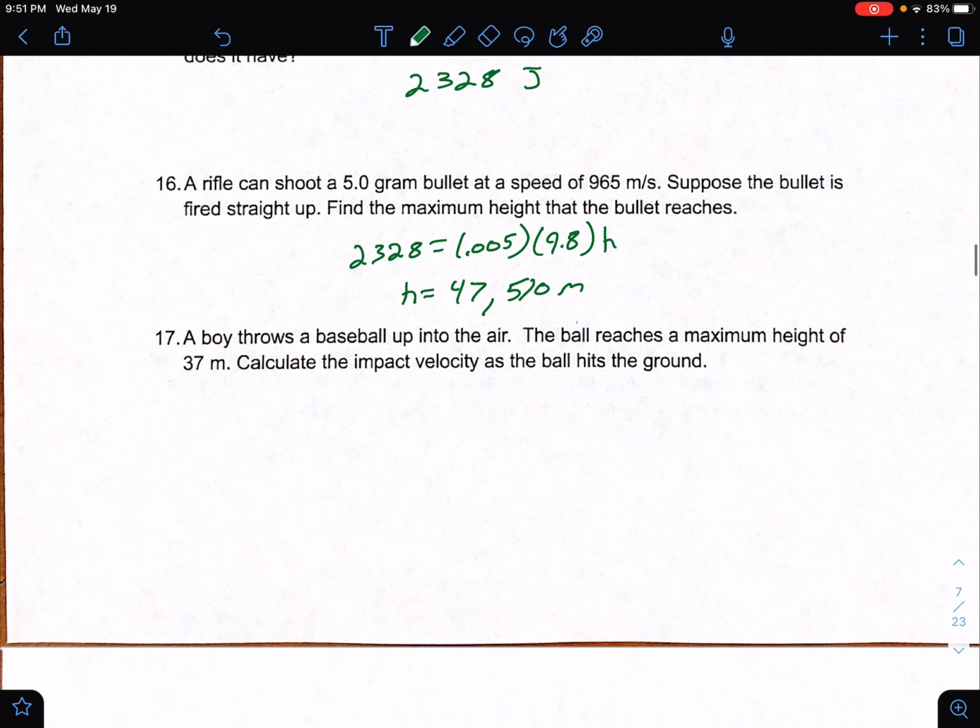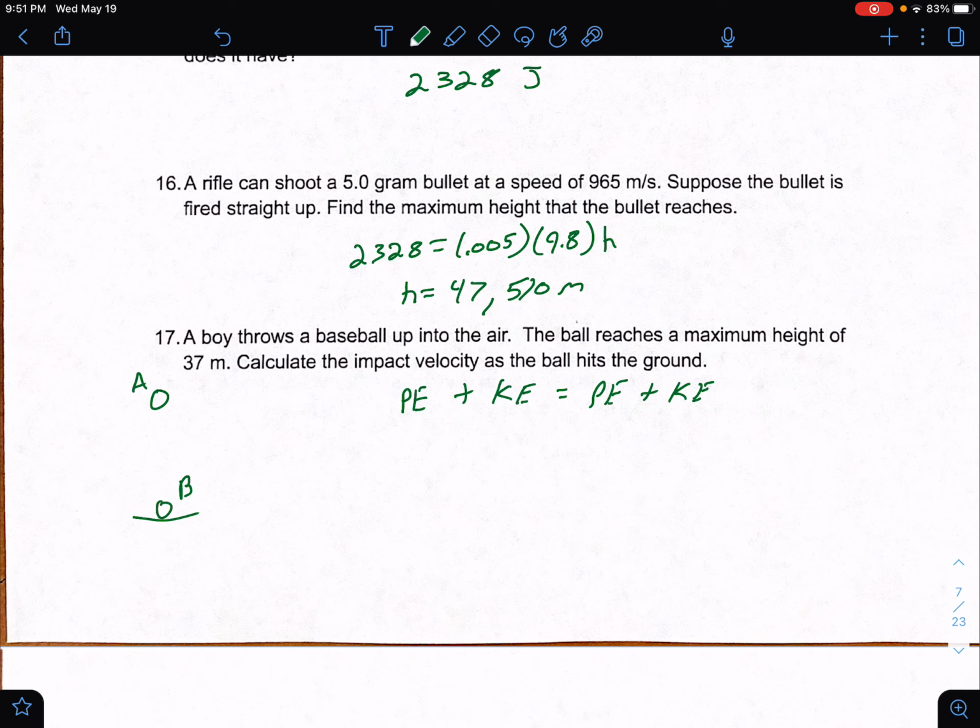Okay, 17, a boy throws a baseball up in the air and reaches a maximum height of 37 meters. Calculate the impact velocity as the ball hits the ground. Okay, so this is going to be a 2-point problem as well. So you have the ball in the air, and then you have the ball when it hits the ground. So this is going to be PE plus KE equals PE plus KE. Okay, so I'm going to say the left side is going to be my top, and the right side is going to be my bottom.